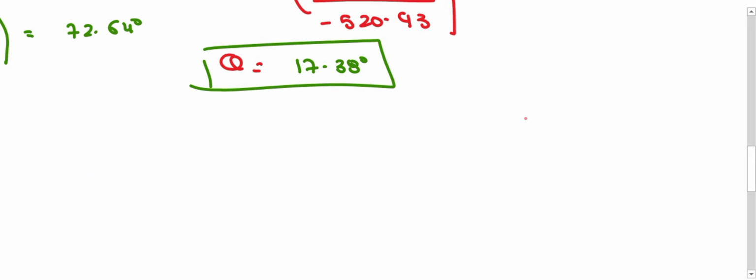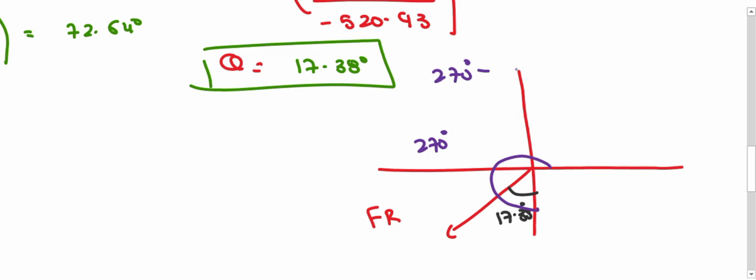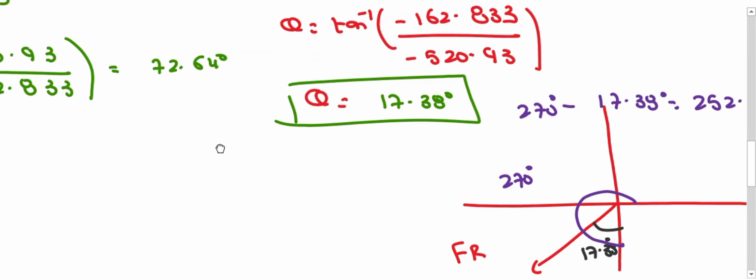Let me draw a diagram. This is our diagram, and this is our resultant vector. And this theta is 17.38 degrees. We are measuring the angle of the resultant vector from the positive x-axis. So this whole angle is 270 degrees. If we subtract 17.38 degrees from 270 degrees, we get 252.64 degrees. So your question has been solved here, and your concept too.